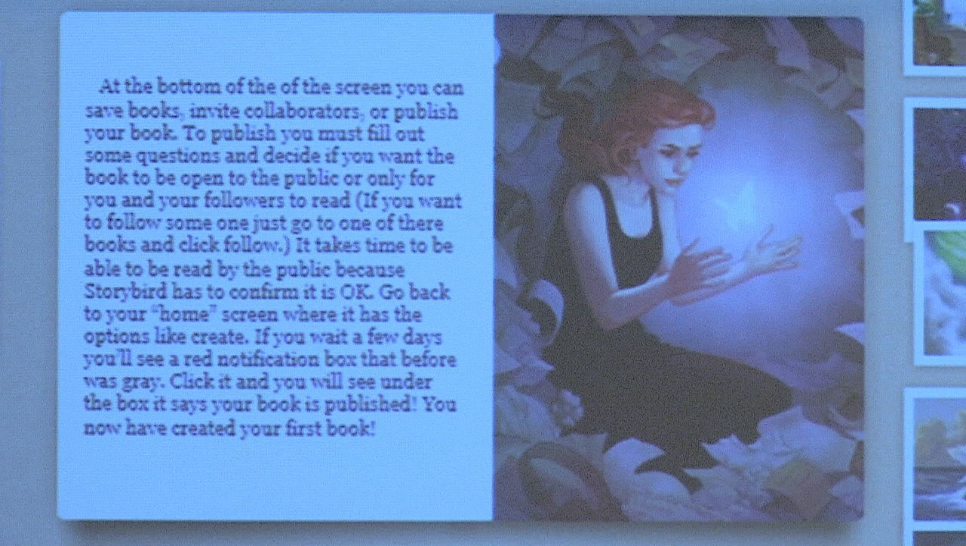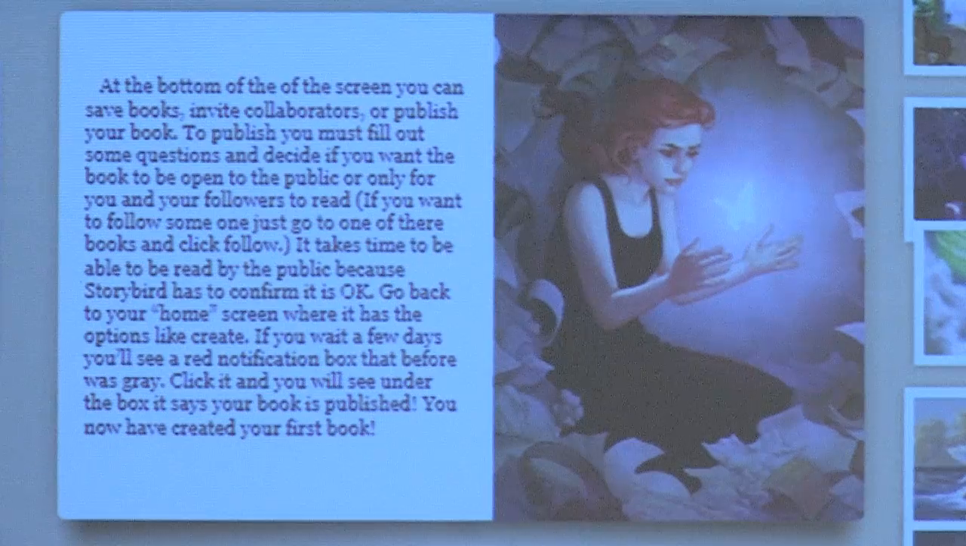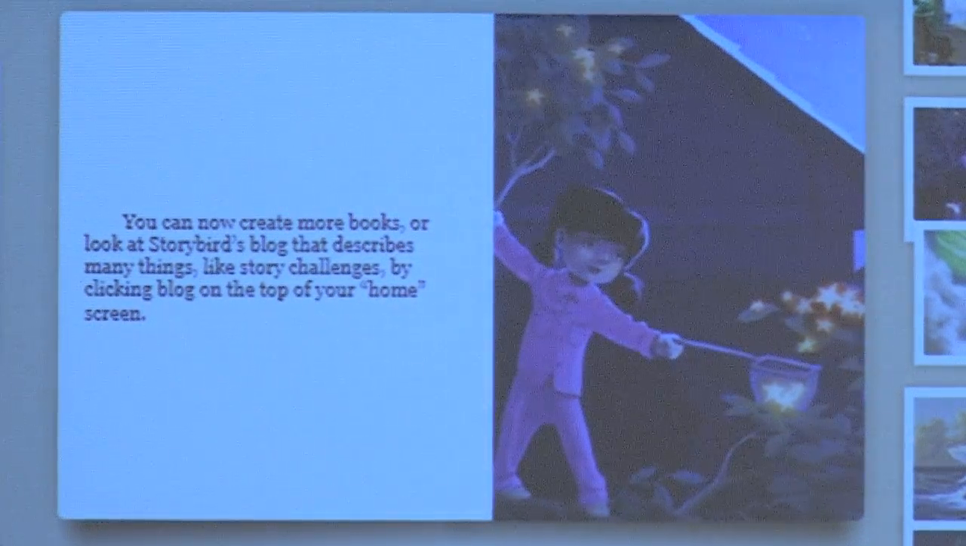Go back to your home screen where it has the options like create. If you wait a few days, you'll see a red notification box that before was gray. Click it and you will see under the box it says your book is published. You now have created your first book. You can now create more books or look at Storybird's blog. That describes many things like story challenges by clicking blog on the top of your home screen.